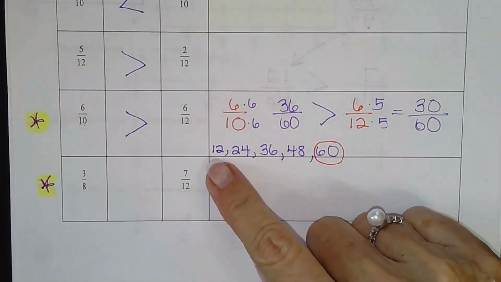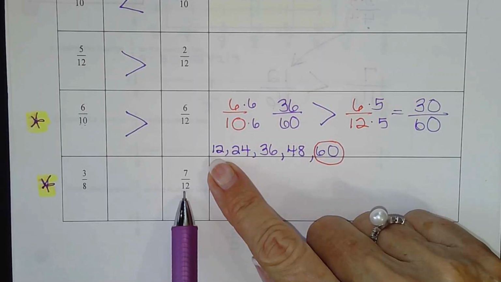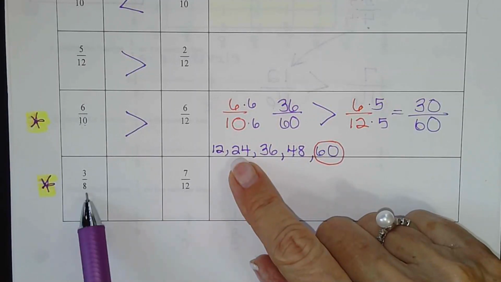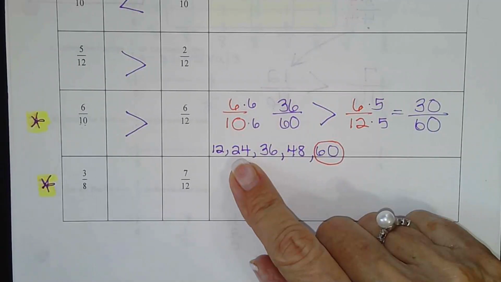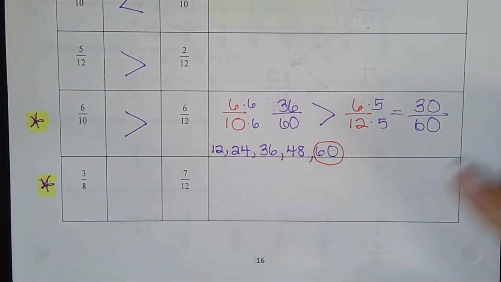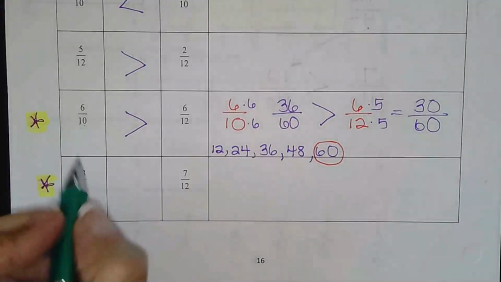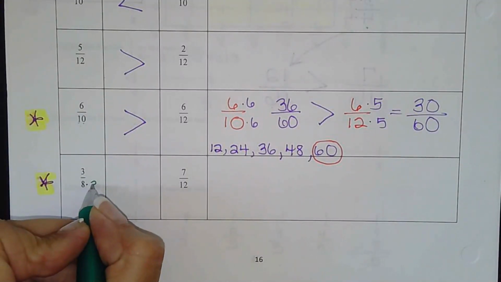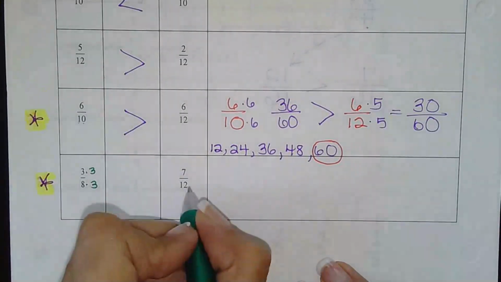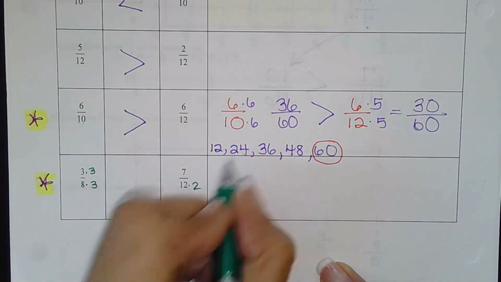And using our list from 12 here, 8 doesn't go into 12. 12 times 2 is 24. Does 8 go into 24? Yes, it does. So I'm going to do the multiplication here just to make it easier. 8 goes into 24 3 times. 12 goes into 24 twice.